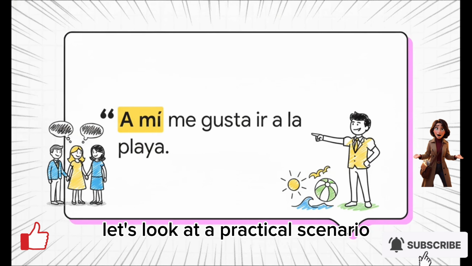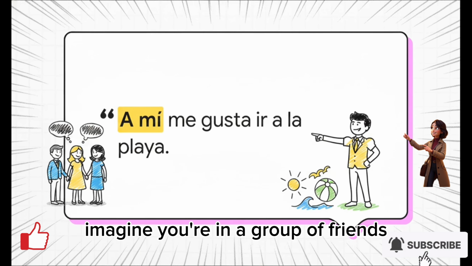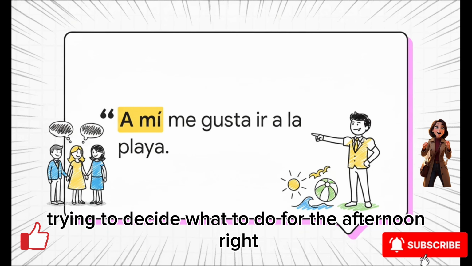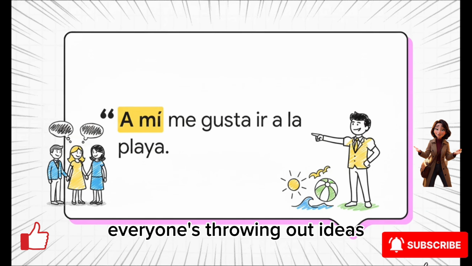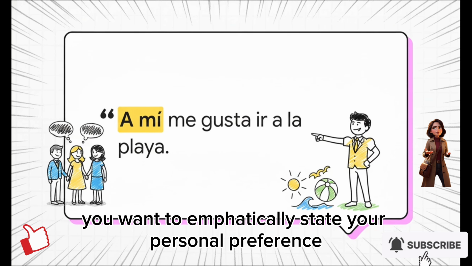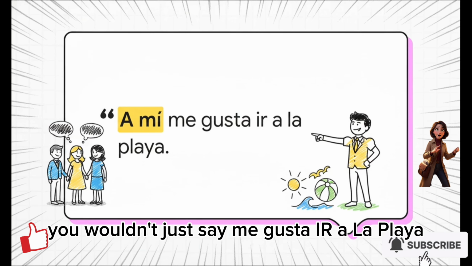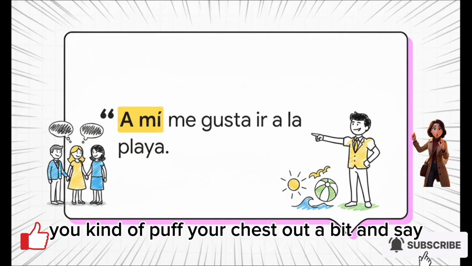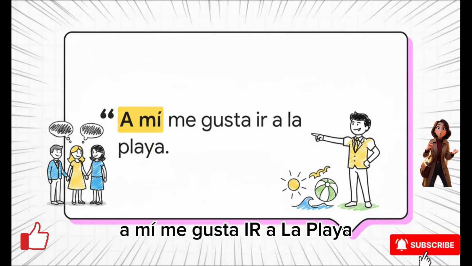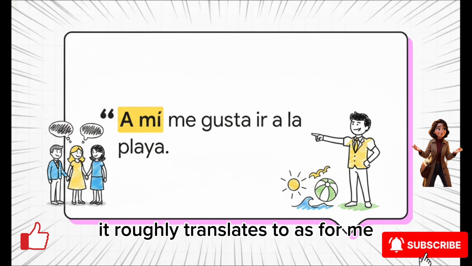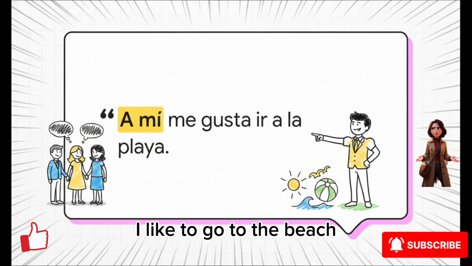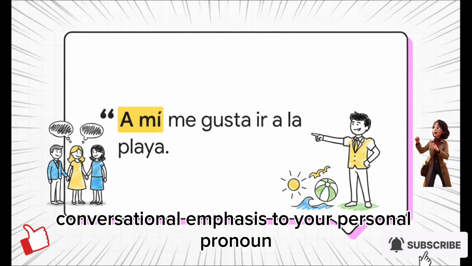Let's look at a practical scenario. Imagine you're in a group of friends trying to decide what to do for the afternoon, right? Everyone's throwing out ideas. You want to emphatically state your personal preference. You wouldn't just say, me gusta ir a la playa. You kind of puff your chest out a bit and say, a mí me gusta ir a la playa. It roughly translates to, as for me, I like to go to the beach. It just adds that perfect conversational emphasis to your personal pronoun.